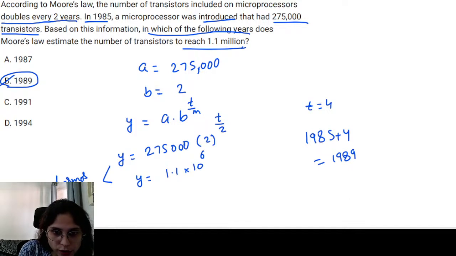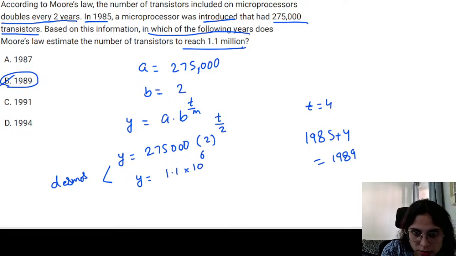The only thing over here is it doubles every 2 years. So it will not be b to the power t, it will be 2 to the power t over 2. Because every 2 years it is doubling, 2 over 2 is going to be 1, so you should get 2 to the power 1 when the value of t is 2. So this is an important concept. There are lots of questions based on this concept.